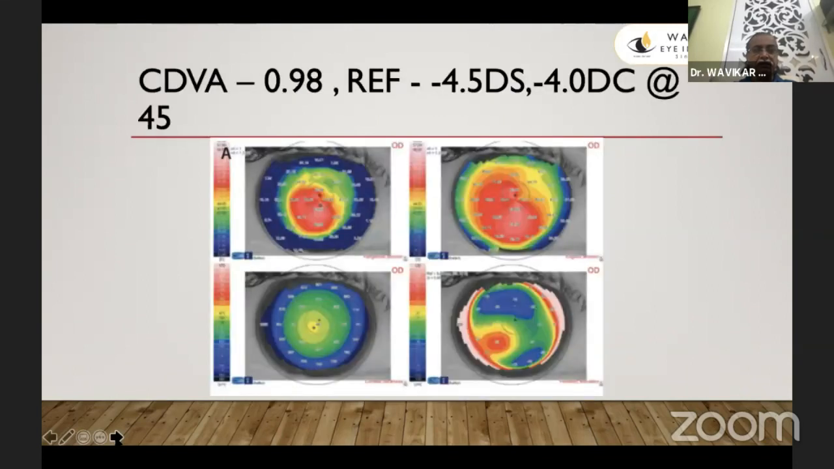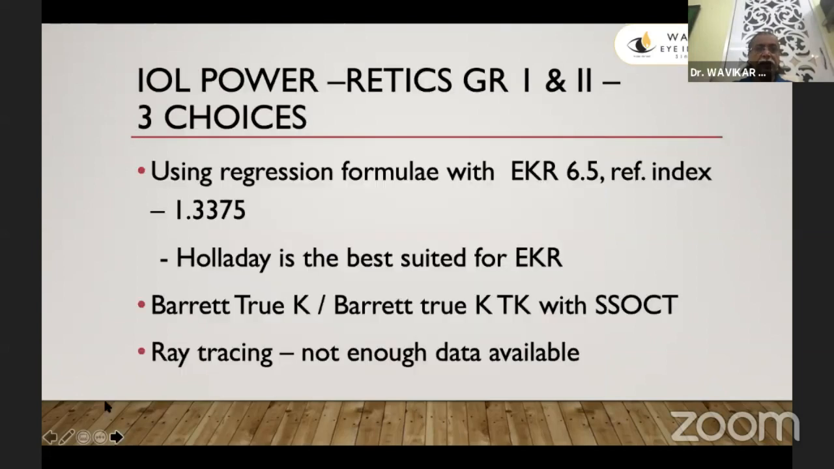Now here is an example, a patient with best corrected visual acuity of 0.98 and a stable refraction of minus 4.5 diopter sphere and minus 4 cylinder. We were able to consistently get K readings on this patient. So this was Retics classification 1. Mind you, on topo this looks like a big keratoconus, but on Retics this is grade 1, and we got a favorable result by doing toric IOL.